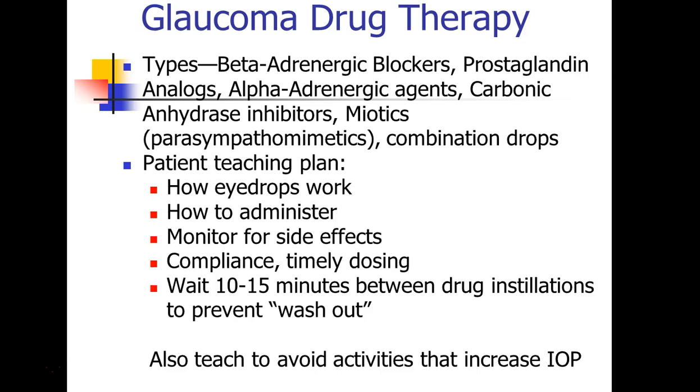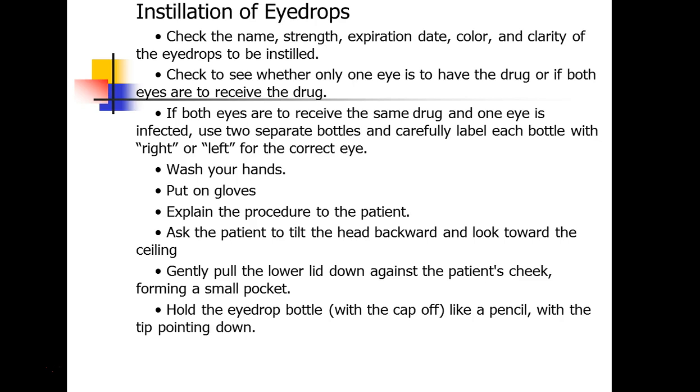Okay, so let's go through this really quick. Instilling a drop. So the first thing you want to do is check the name, of course, and the expiration date. And these are some of the little important things. Check to see whether it's one eye or both eyes, right? Just like surgery. Where are they doing the surgery? Right, one eye. You don't want to put it in both eyes if they don't need it. So check on that first. That's important.